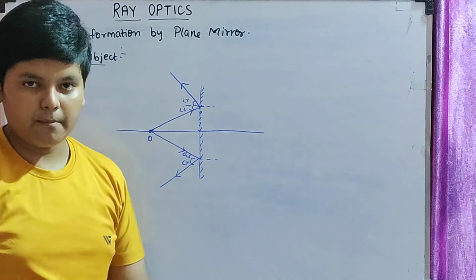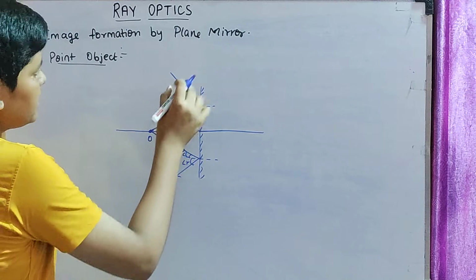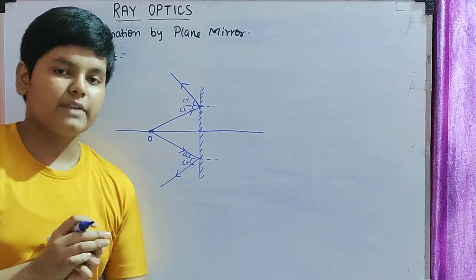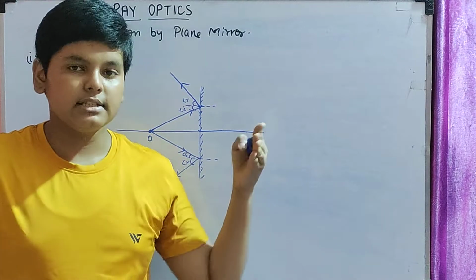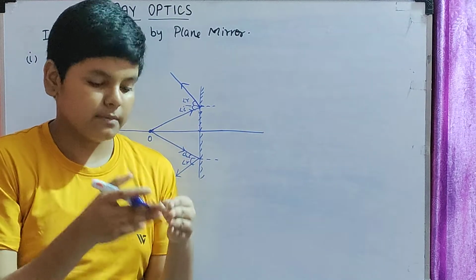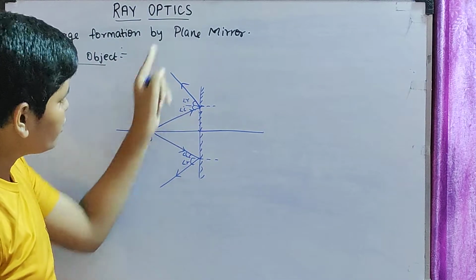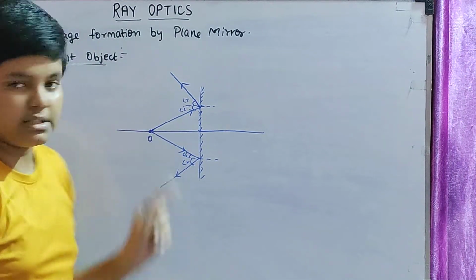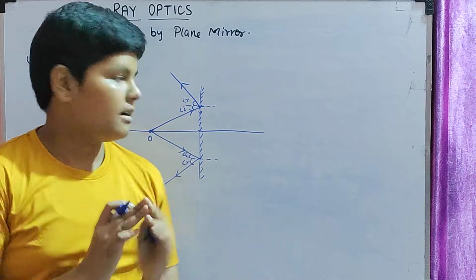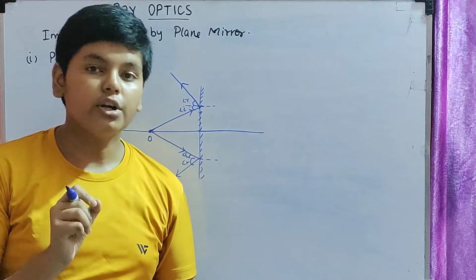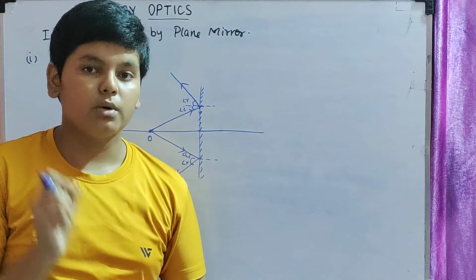How did the image form backside? Here we can see that these two rays are diverging rays. What is the meaning of diverging? Converging means coming to one point. Diverging means from one point it is going separate, so from one point it is going to two different paths. So these both are diverging. If the rays are diverging, you cannot form a real image. What you need to form is a virtual image.